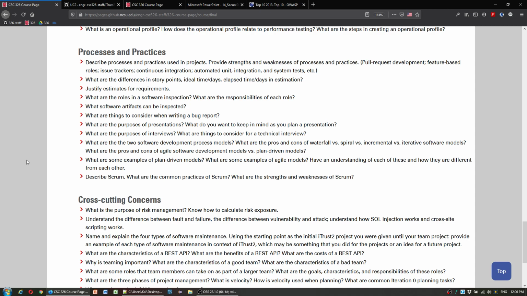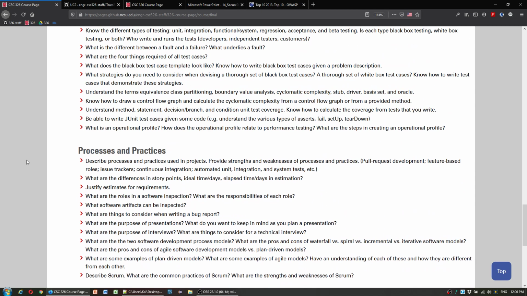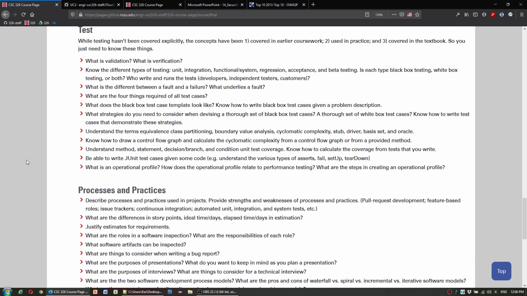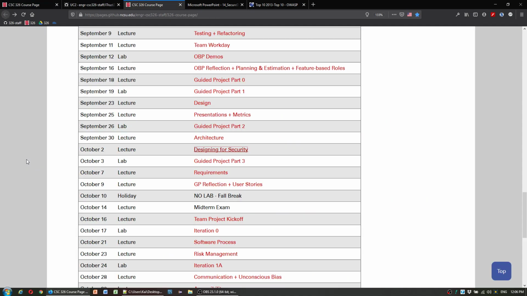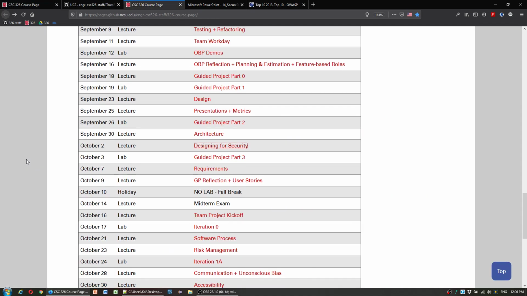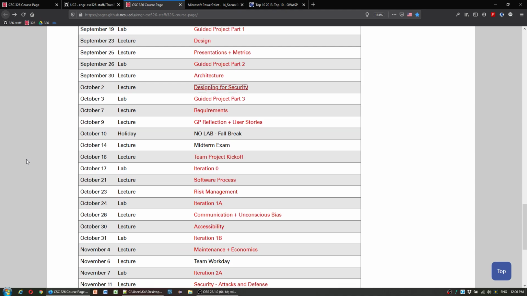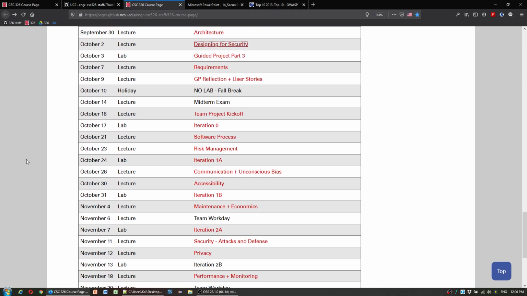Okay, so coverage we would have already done here. So I actually don't remember exactly where the midterm fell in this. Let me look at the schedule. All right.